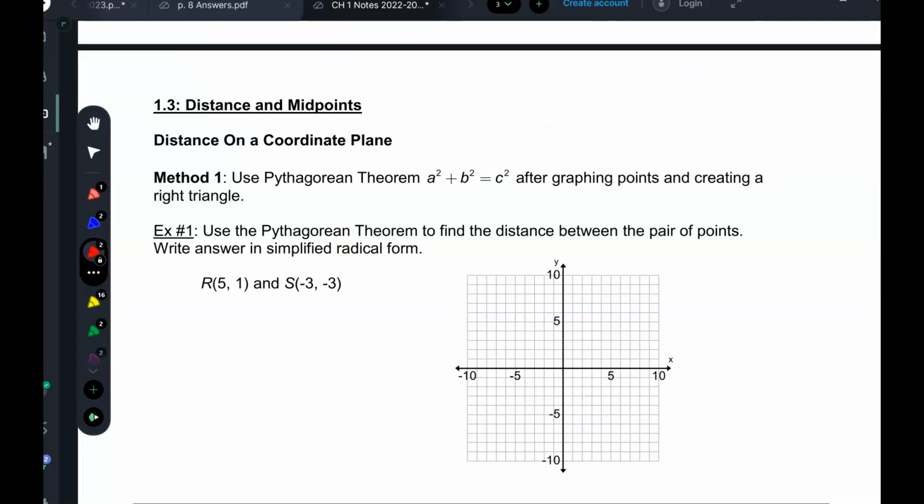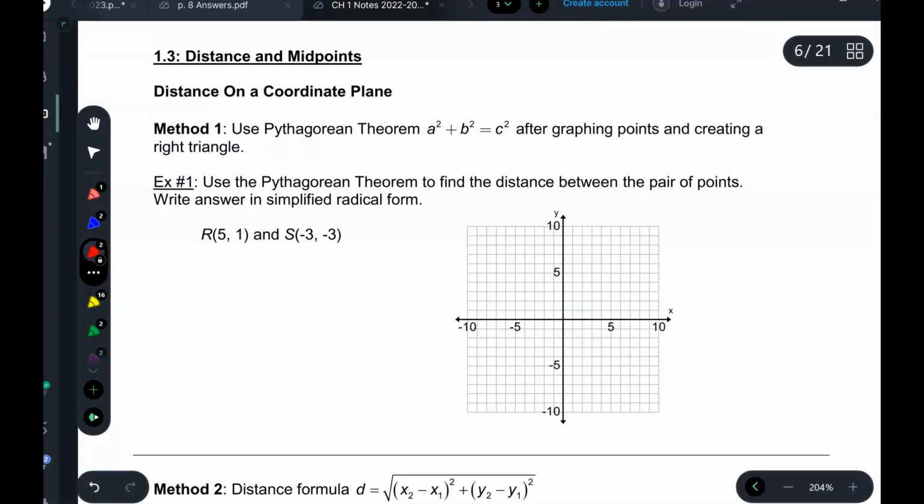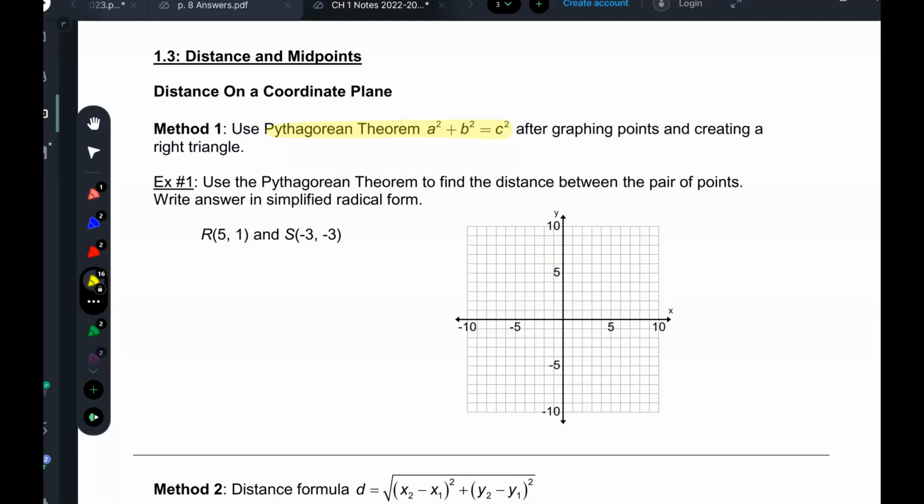Okay. Whew. Okay, let's see if we can do this. Right, Alan, Max, we're good? All right, distance on a coordinate plane. One way to find it, this should look familiar: A squared plus B squared equals C squared, right? Pythagorean theorem. How do we know which one is A, B, and C?